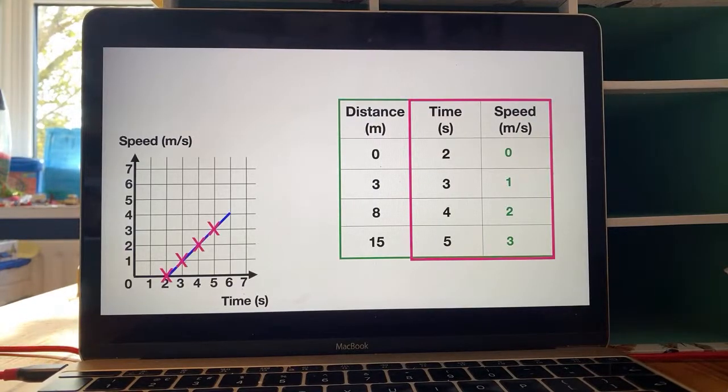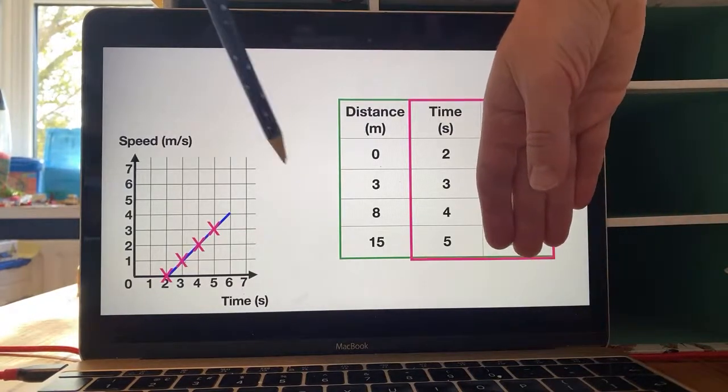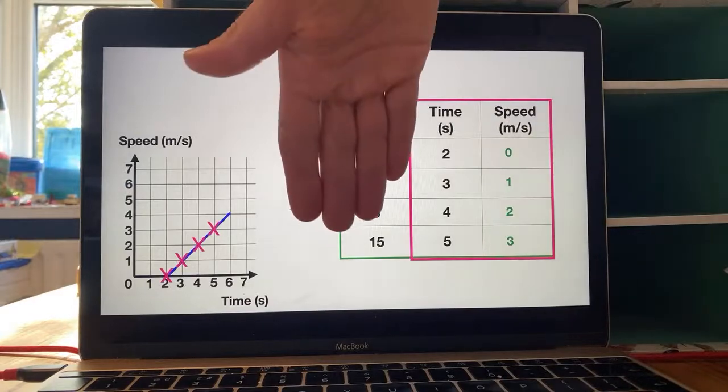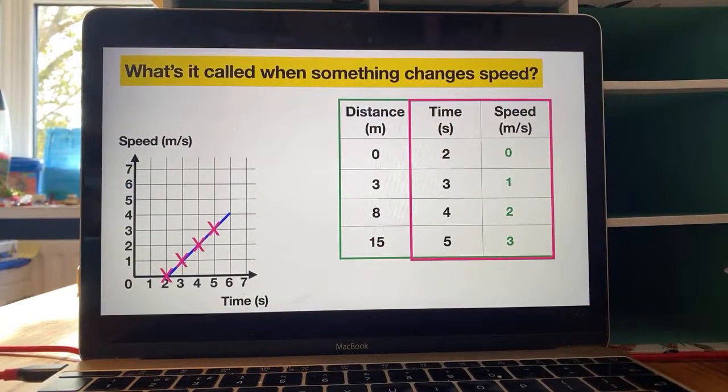Oh, it's a straight line. What? So this distance time graph was a curve, but the speed time graph of this situation is a straight line. What is happening, by the way? What is the proper physics word for something changing speed? You'll know the word even if you didn't think of it as being a very physicsy word. What's it called if something speeds up or slows down? Changes speed. It's called acceleration.